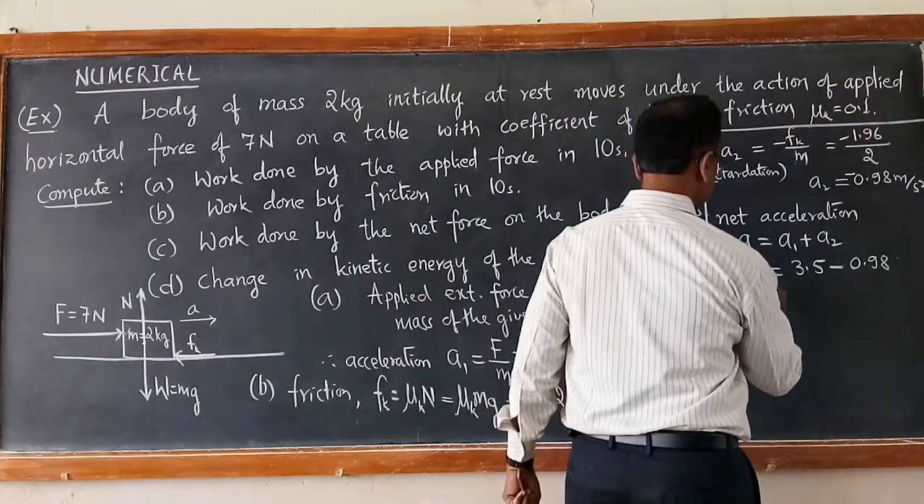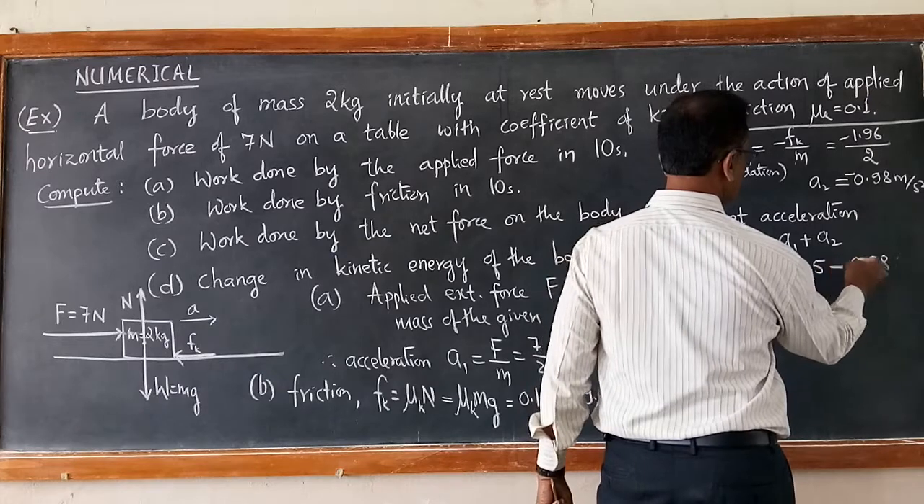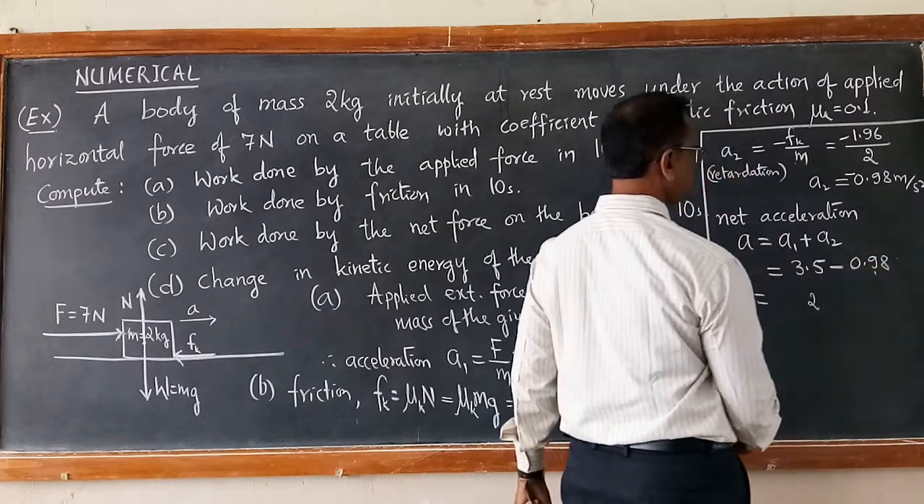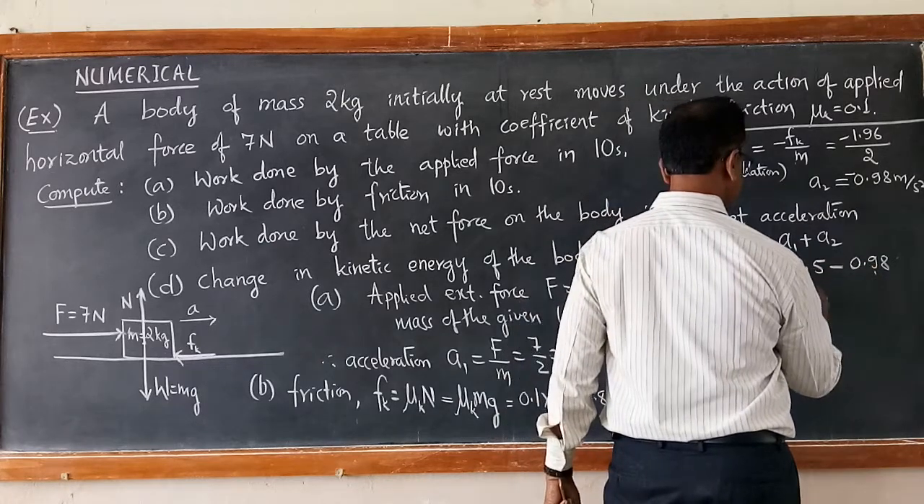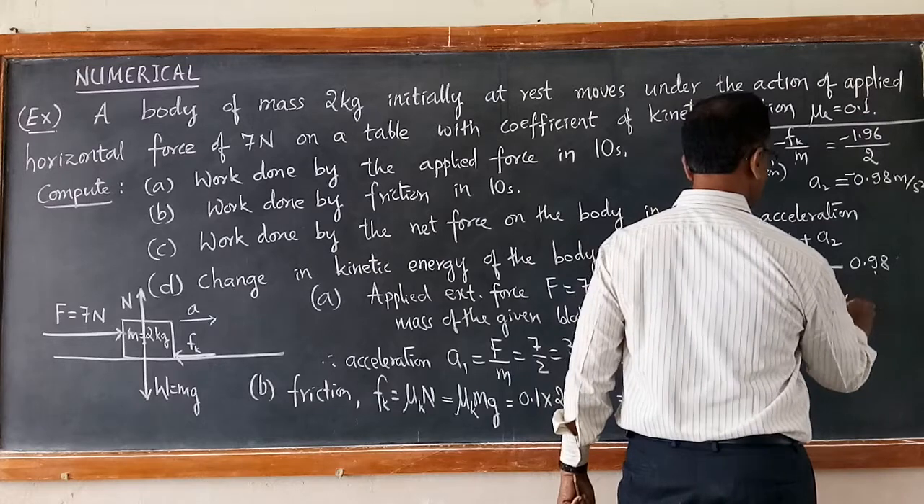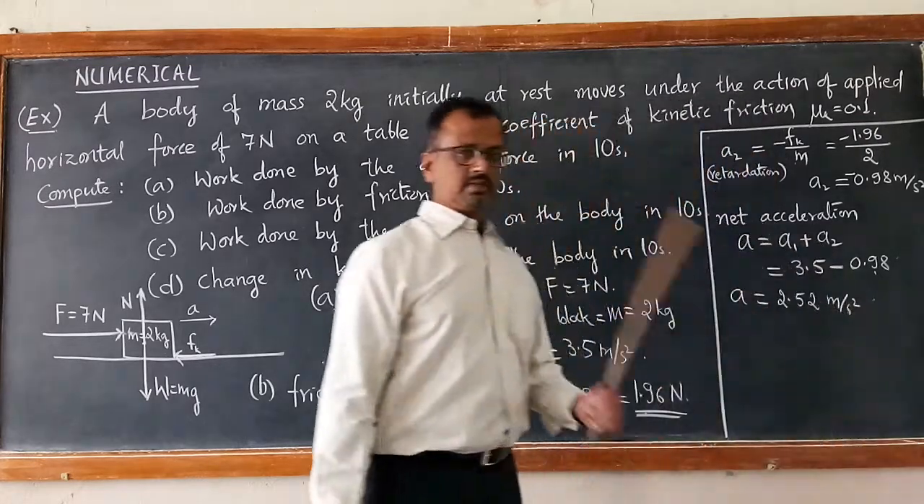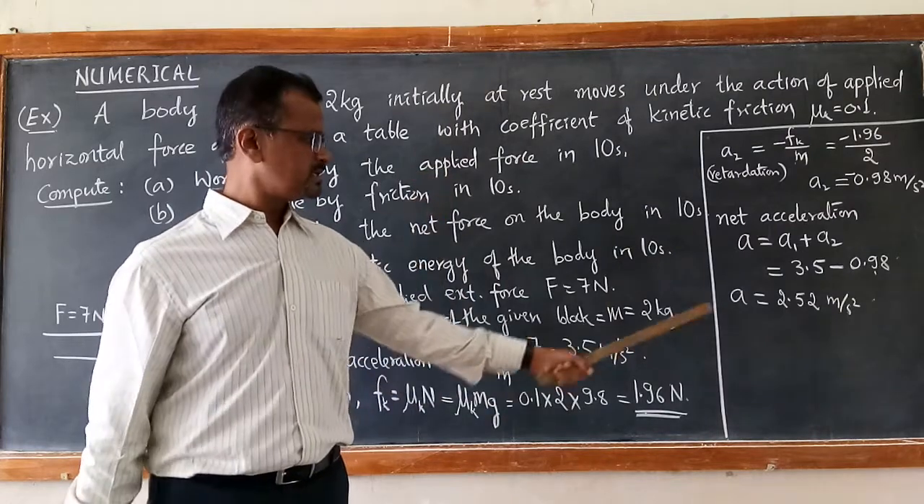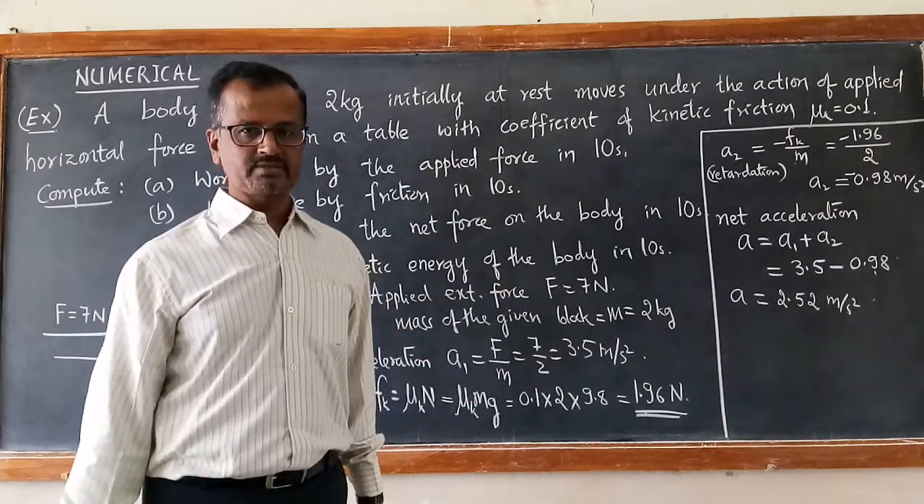Now net acceleration, if we calculate, 0 minus 8 becomes 2, carry 1. 15 minus 10 becomes 5, carry 1. 2.52 meter per second square. So thus we get net acceleration due to applied force and frictional force as 2.52 meter per second square.